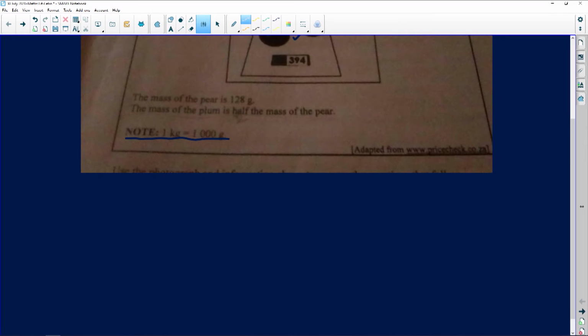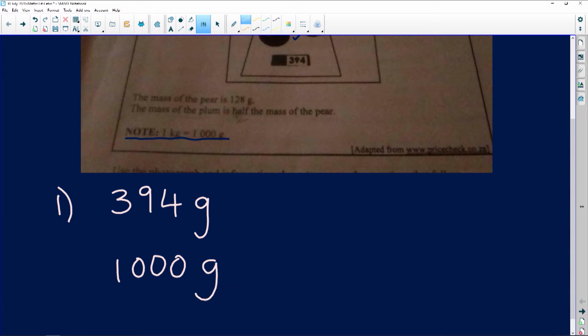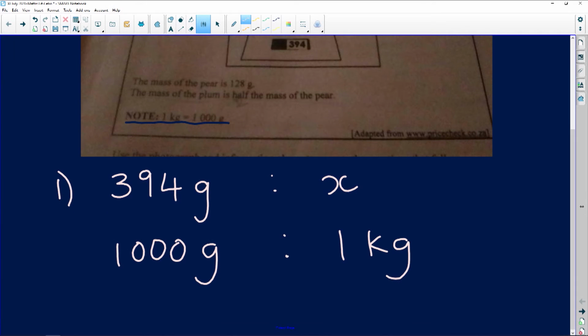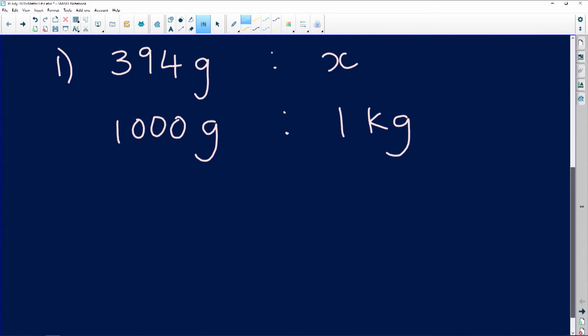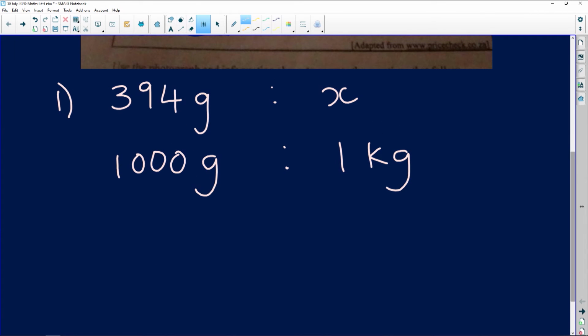So the total mass that we are given is 394. We didn't even need to add anything. And what do we know? We know that 1,000 grams is equal to 1 kilogram. And there's a little method that I love using, and I call it using known to unknown. What do we know already? We know that 1,000 grams is equal to 1 kilogram. So that's how we're going to convert.